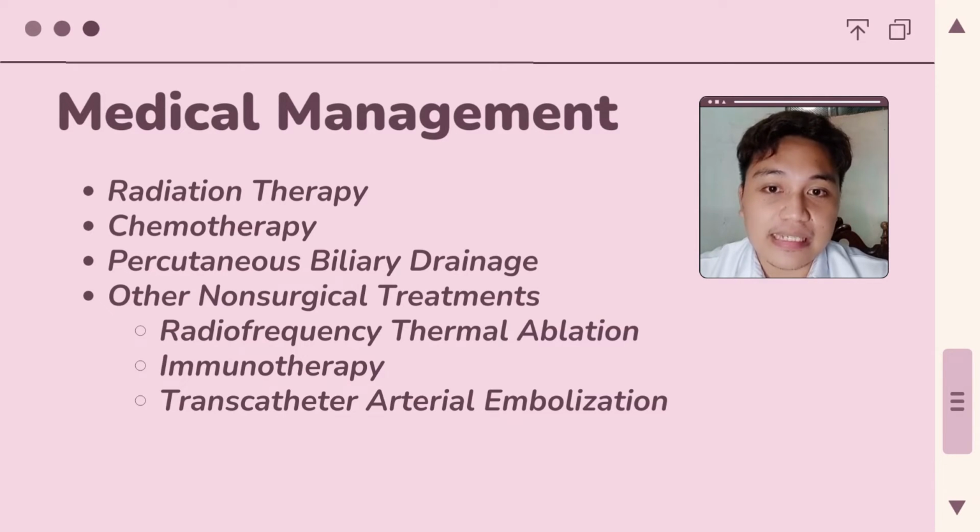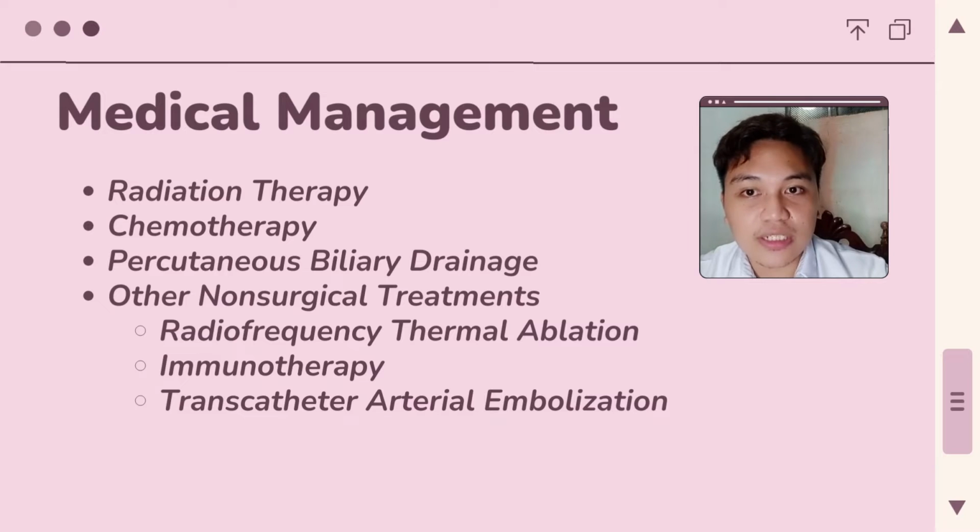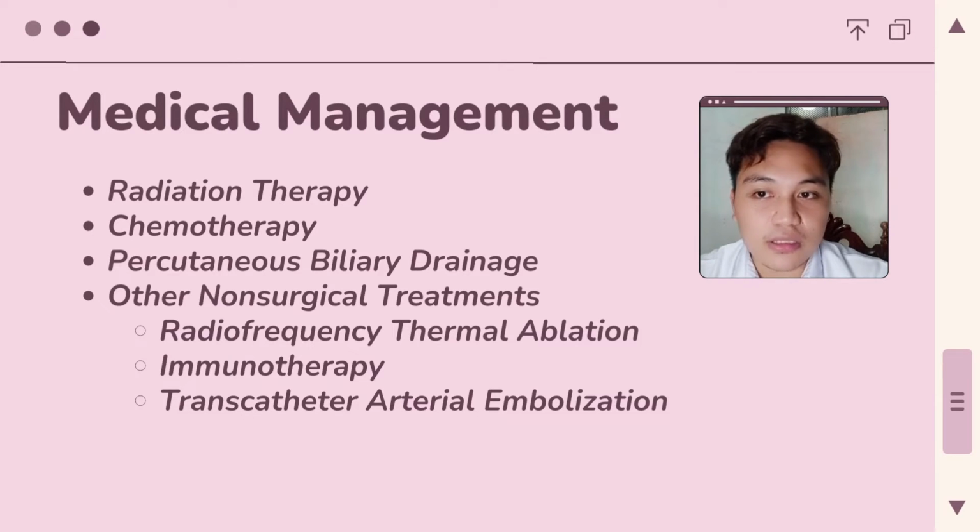Now, next we have percutaneous biliary drainage. Percutaneous biliary or transhepatic drainage is used to bypass biliary ducts obstructed by liver, pancreatic, or bile duct tumors in patients who have inoperable tumors or are considered poor surgical risks. Now, lastly, we have other non-surgical treatments.